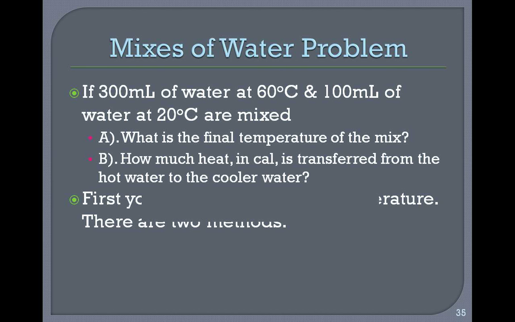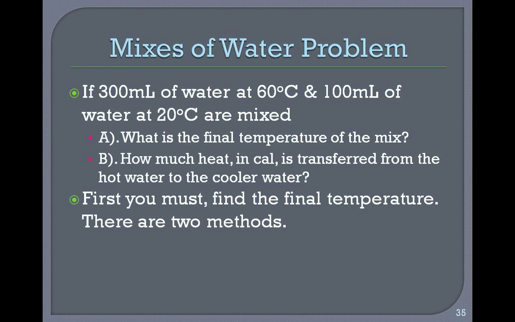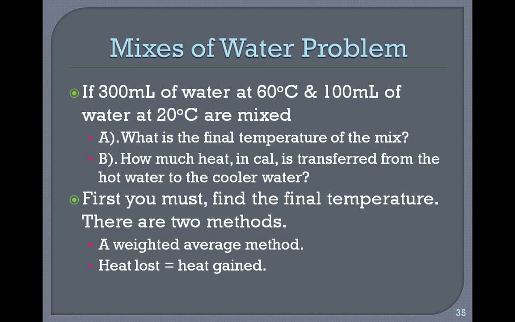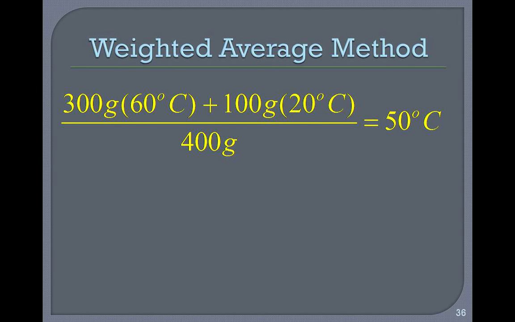And the final temperature is going to be the amount of heat transferred. So first you must find the final temperature. And there's two methods. You could do a weighted average method, or you could do heat lost equals heat gained method. And the heat lost equals heat gained method always works. The weighted average method only works if both substances mixed are the same type of substance, like water and water.